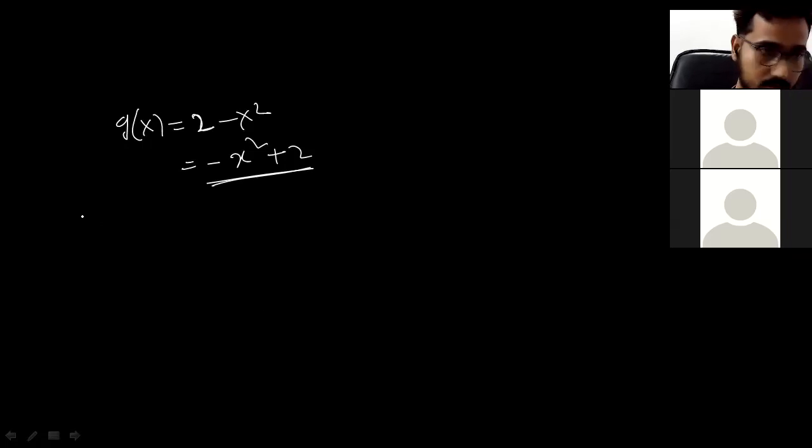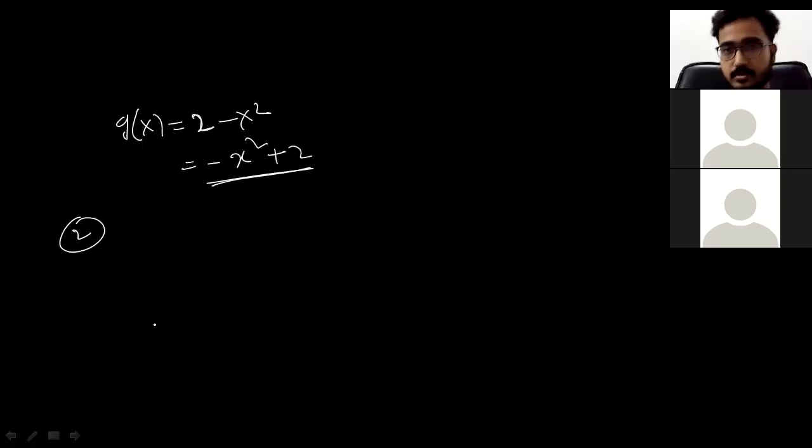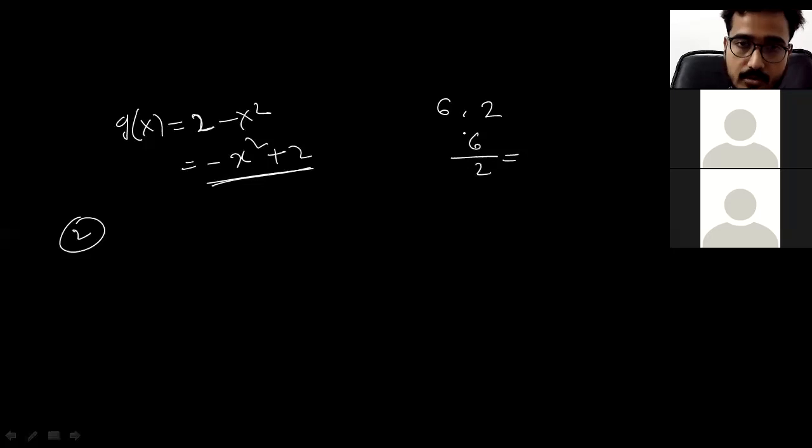Now see question number 2. Check whether the first polynomial is a factor of the second polynomial by dividing the second polynomial by the first polynomial. Now just now I have told you, suppose I am asking you, is 2 a factor of 6? How can you tell me that 2 is a factor of 6 or not? Just divide 6 by 2. When it is completely divisible, then you can say that 2 is a factor of 6, because 2 into 3 equals 6. That's why 2 is a factor of 6.